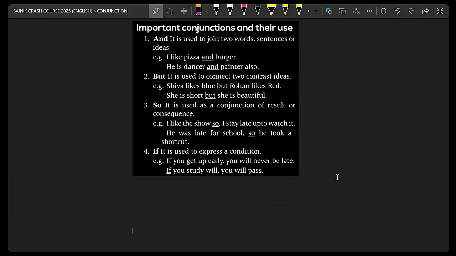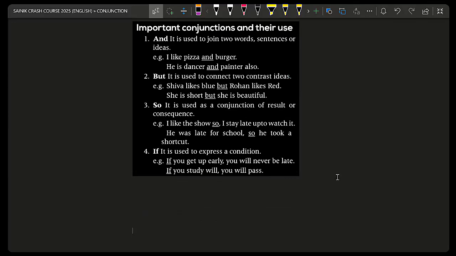That means whenever so connects two things, because of the first thing, the second thing will happen, then we use so. He was late for school, so he took a shortcut. So what happened first? He was late for school. Then because of that, he took a shortcut. So we can connect the two sentences like that. If conjunction is used to express a condition, it is also called a conditional clause.